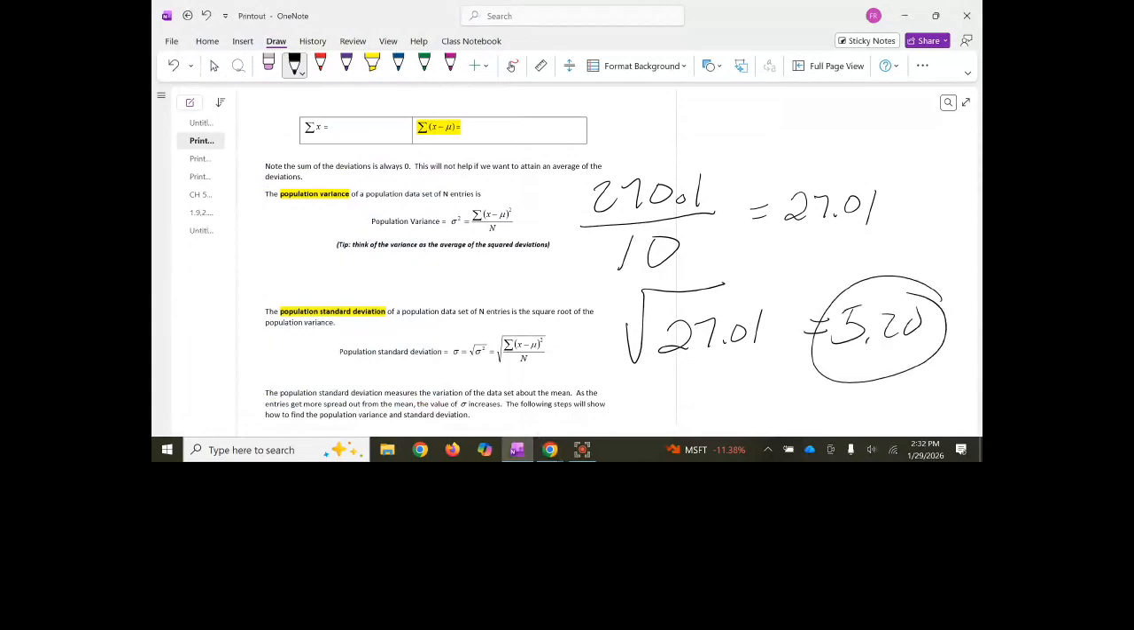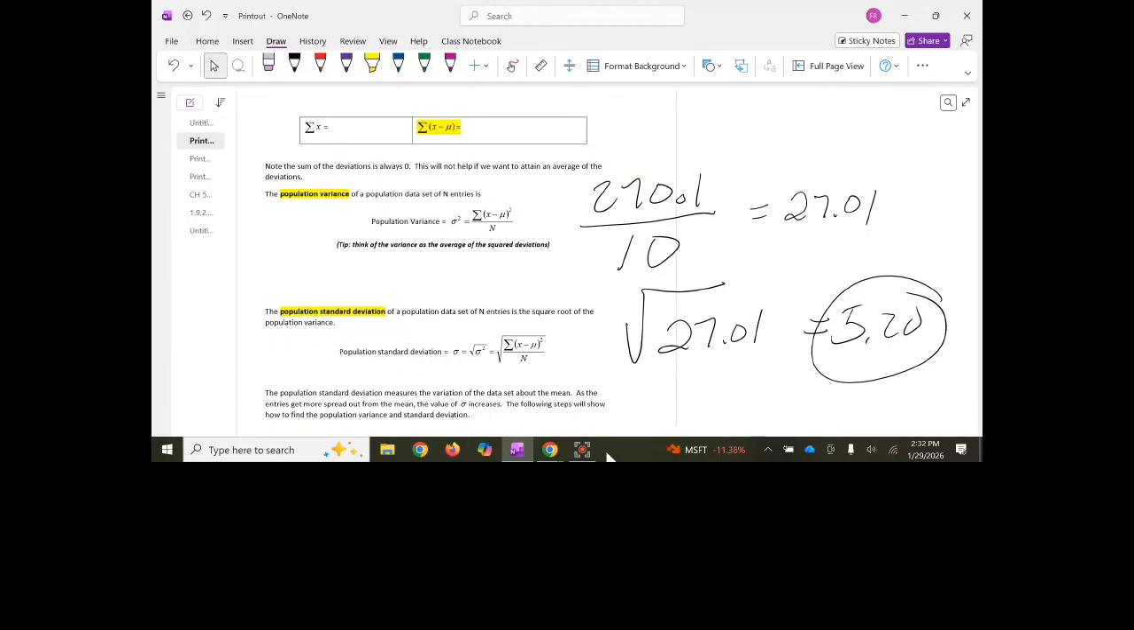This right here, guys, a lot of little steps, right? This is what we call the population standard deviation. What that tells me is that on average, every number differs from the whole average by about 5.20. That's what the average of those differences is.